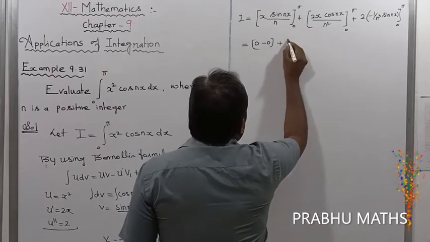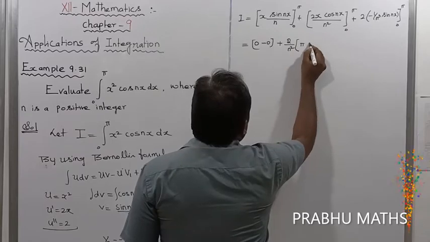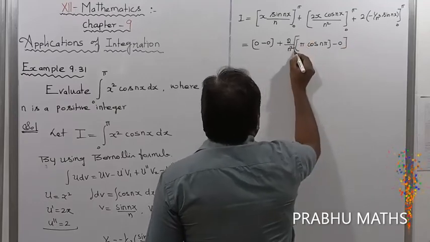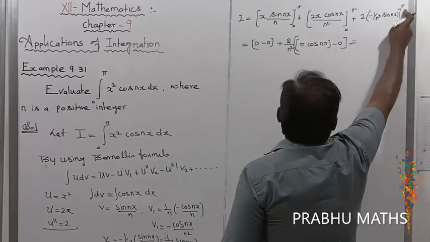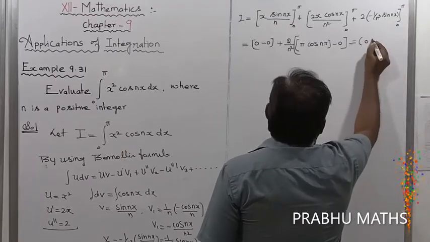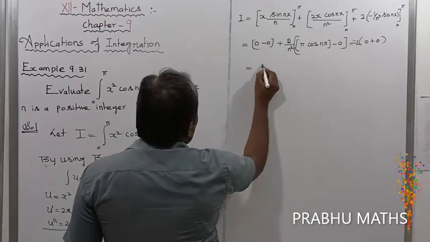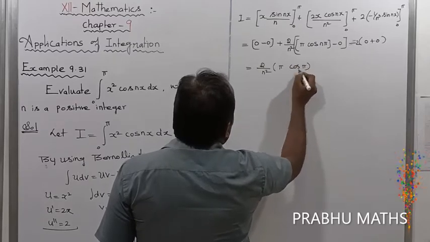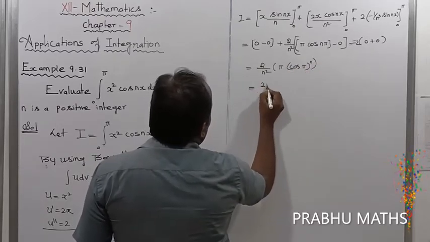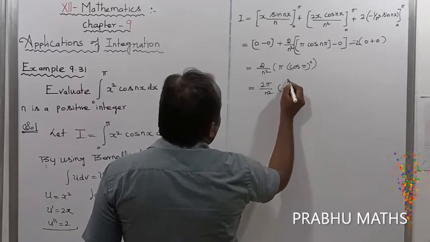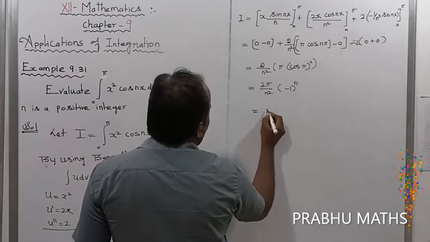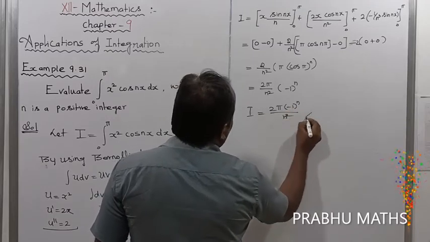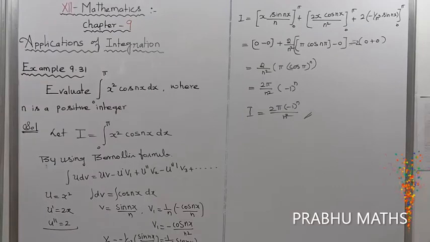Next one, plus 2 by n square into pi into cos n pi. The lower limit is going to 0. Why? Because of the 0 value. The last term is also the same: the upper limit sin n pi is 0, the lower limit is 0, so 0 plus 0. So that is equal to 2 by n square into pi into cos pi the whole power n, which is equal to 2 pi divided by n square. Cos pi is equal to minus 1, the whole power n. So I is equal to 2 pi into minus 1 whole power n divided by n square. We get the solution of example 9.31.